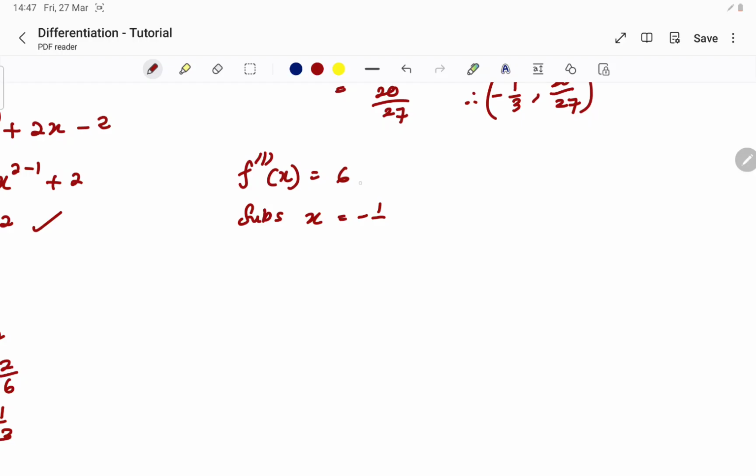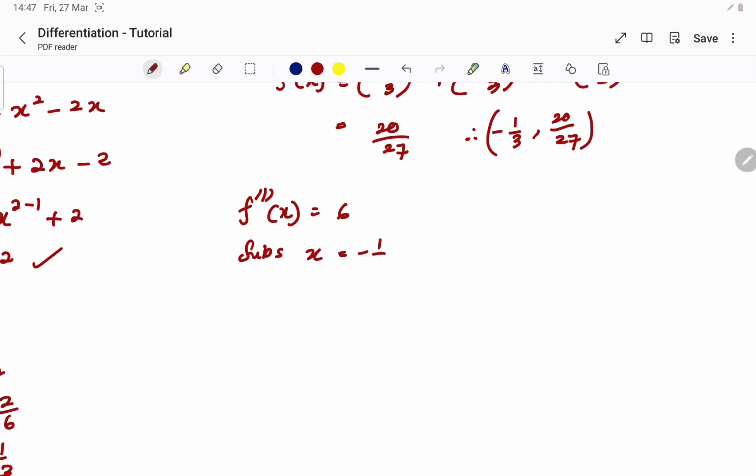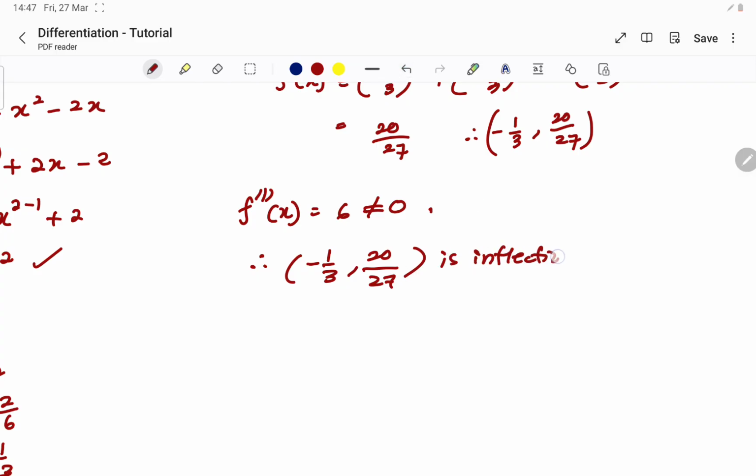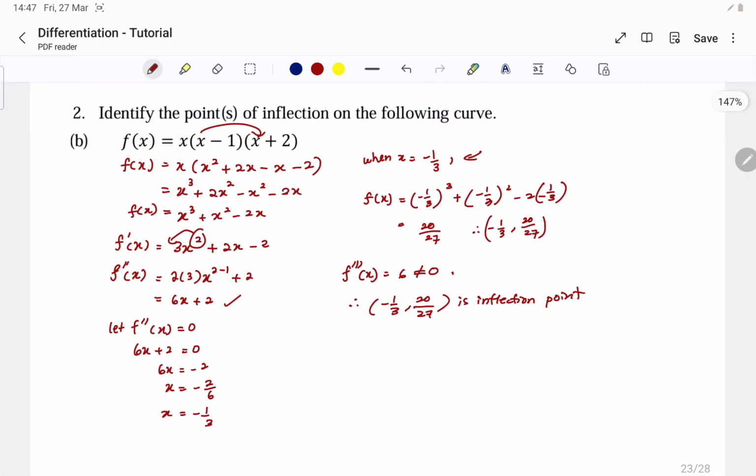Here, we would have to substitute the value of x after we differentiate 3 times, but it is a constant, so there is no need to substitute. So this is not equal to 0. So the point negative 1 over 3, 20 over 27 is an inflection point. That's it for this question, question B.